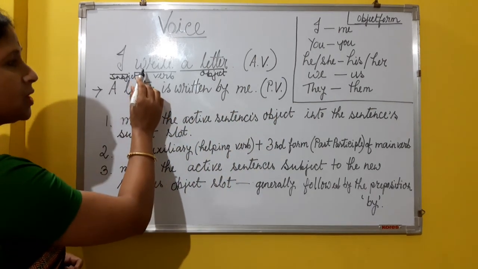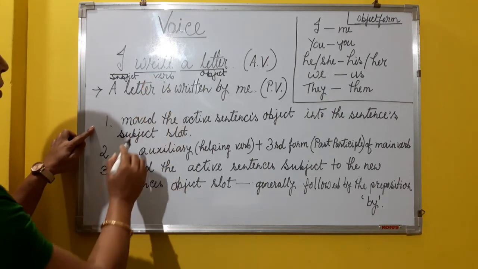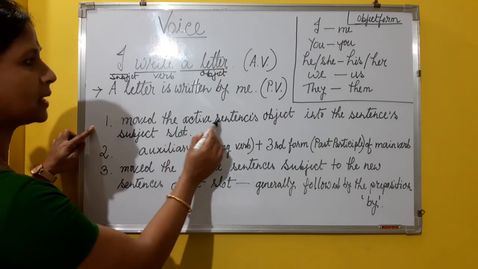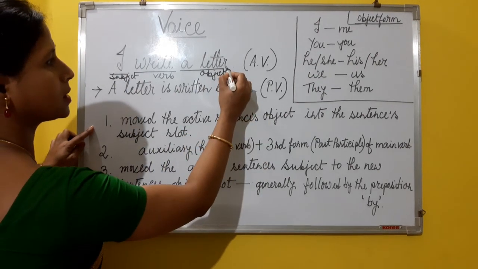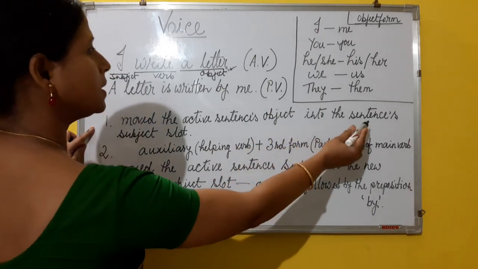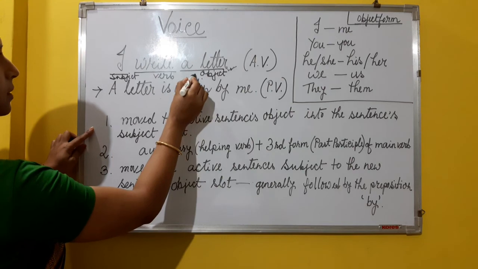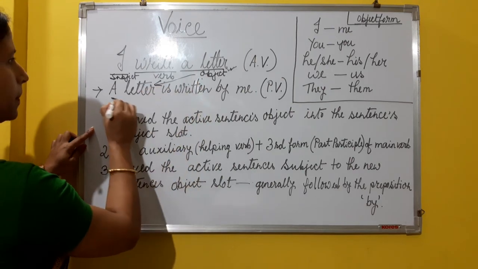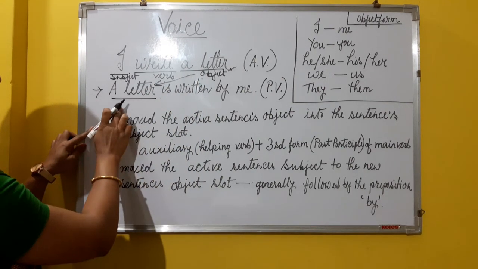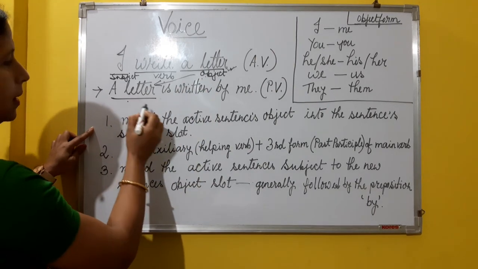So how did we change from active to passive? Number one, we moved the active sentence's object. This is the object of the active sentence. We moved it into the new sentence's subject slot. We moved it from here to here, the subject slot. The object is brought to the subject slot.